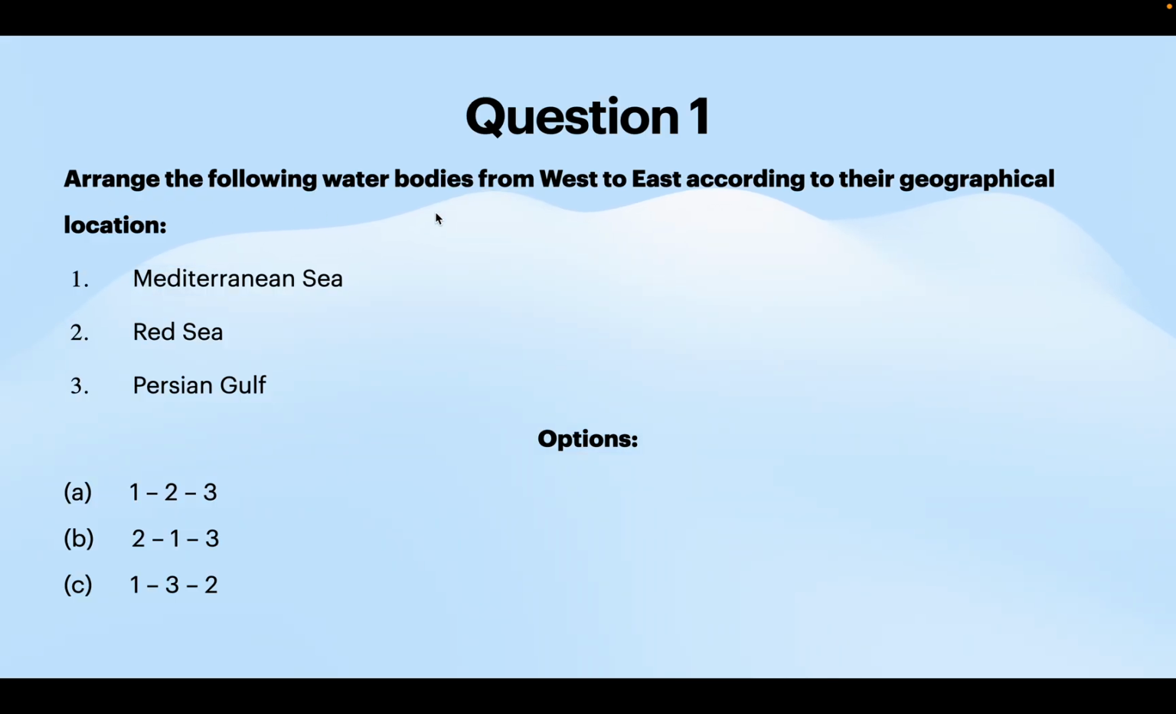Arrange the following water bodies from west to east according to their geographical location. These three water bodies are there: Mediterranean Sea, Red Sea and Persian Gulf. You have to arrange them from west to east, meaning from left towards right, according to their location.